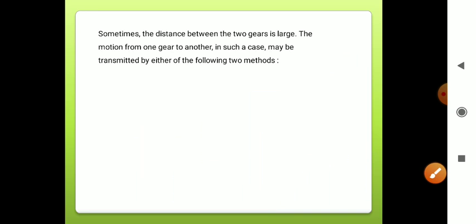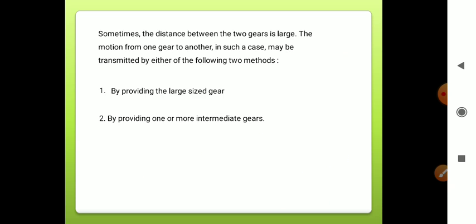The motion from one gear to another gear in such a case may be transmitted by either of the following two methods. The first is by providing large sized gears, and the second is by providing one or two intermediate gears, that is, the idler gears we have already seen.